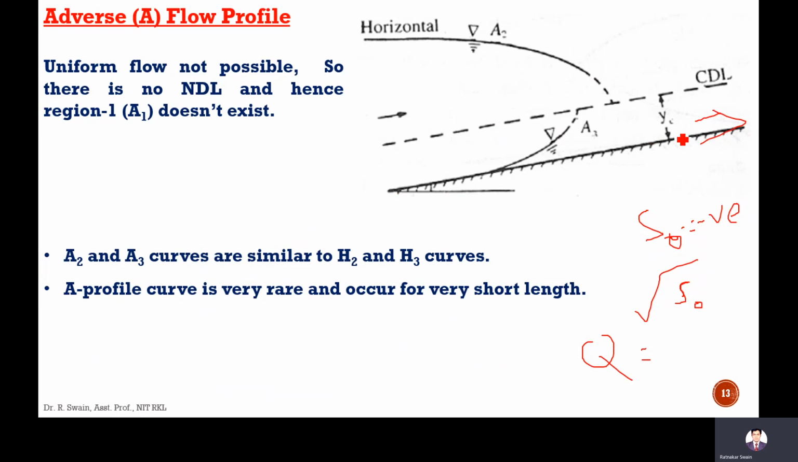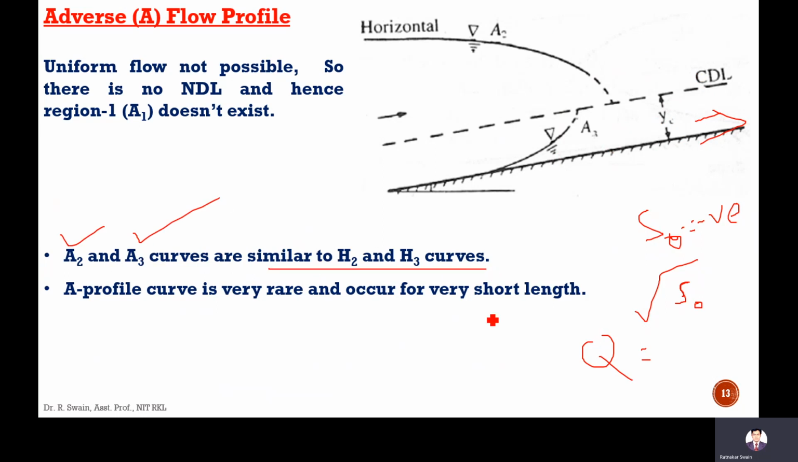Other types of flow, like rapidly varied flow, can be possible, but uniform flow is not possible in this adverse flow. So here there is no A1 flow profile. There will be only one CDL, that is yc, and y can be more than yc or less than yc, but there is no question of an A1 profile. There is only A2 and A3.